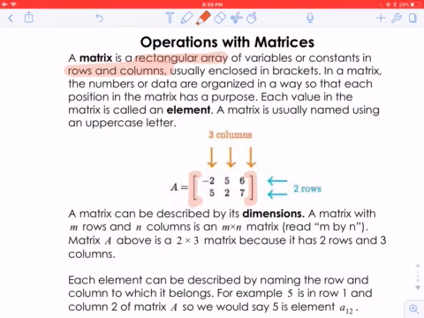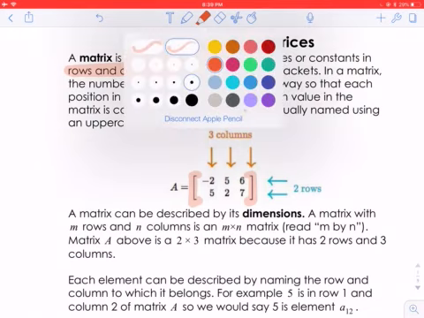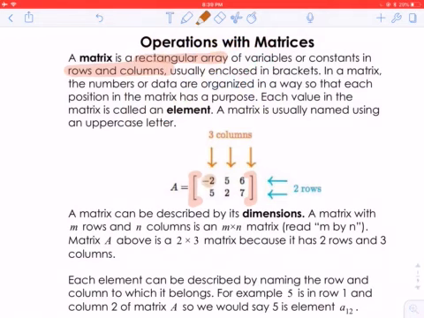In a matrix, the numbers or data are organized in a way so that each position in the matrix has a purpose. Each value in the matrix is called an element. So each one of these individual pieces is called an element. There are 6 elements in this matrix. A matrix is usually named using an uppercase letter, and in this case, the uppercase letter is A.